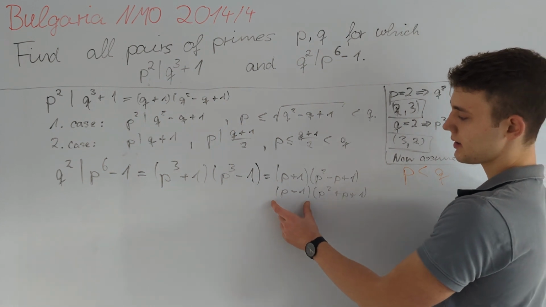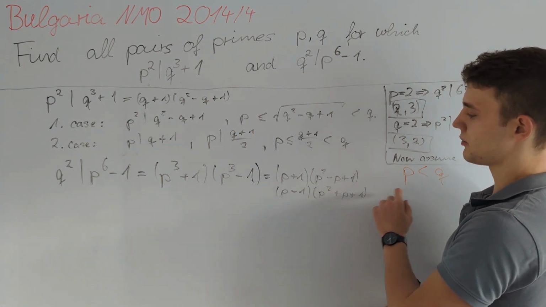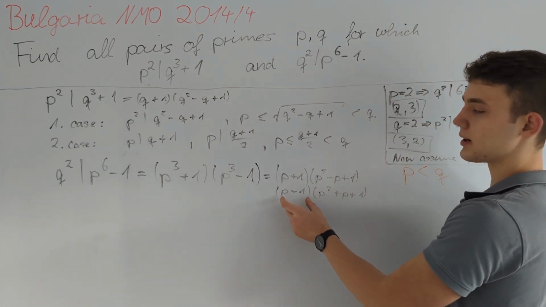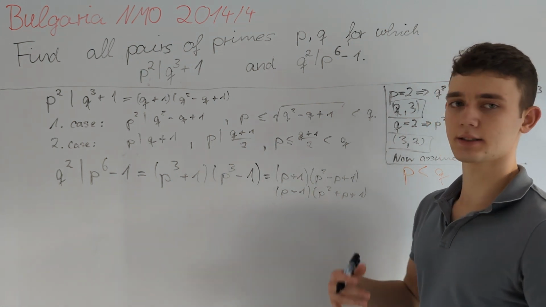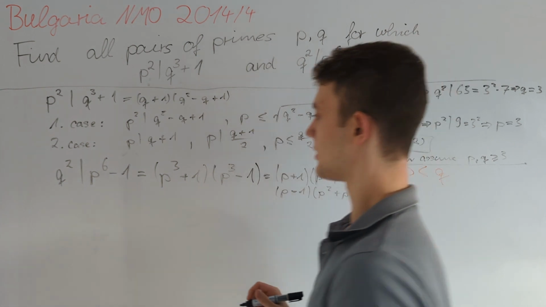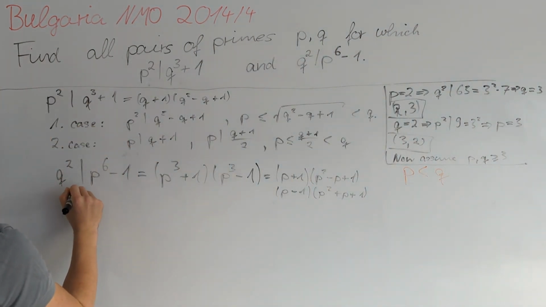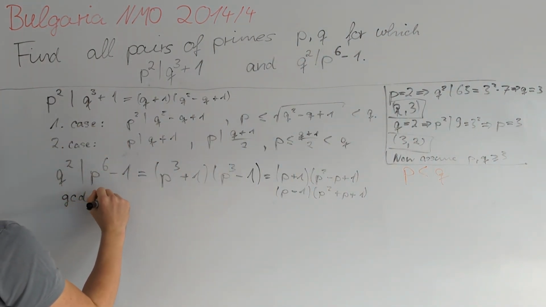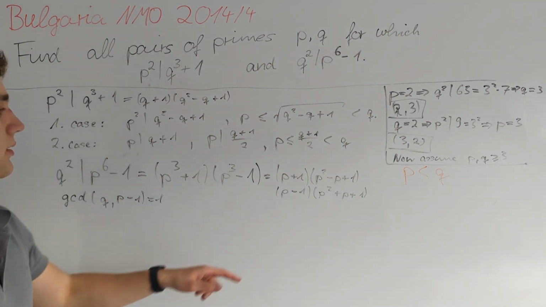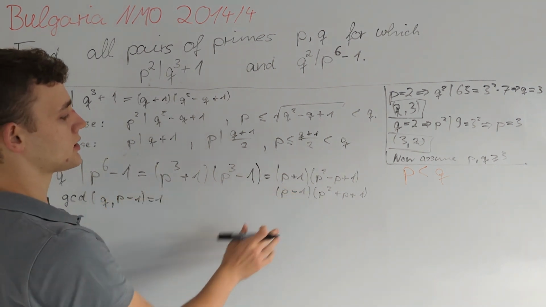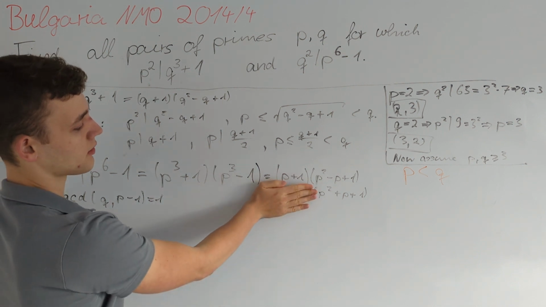And we immediately see that p minus 1 is less than p, which is less than q. So any factor of p minus 1 is also less than q. And since q is a prime, we get that the GCD of q and p minus 1 equals 1. This is really nice because now we also know that q squared must divide the product of these terms.